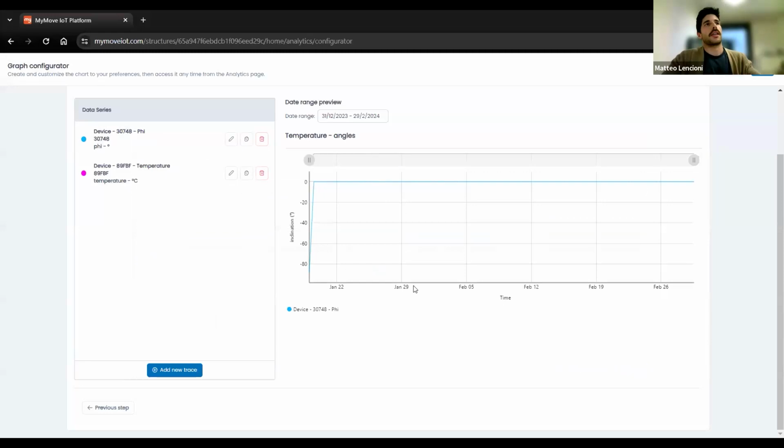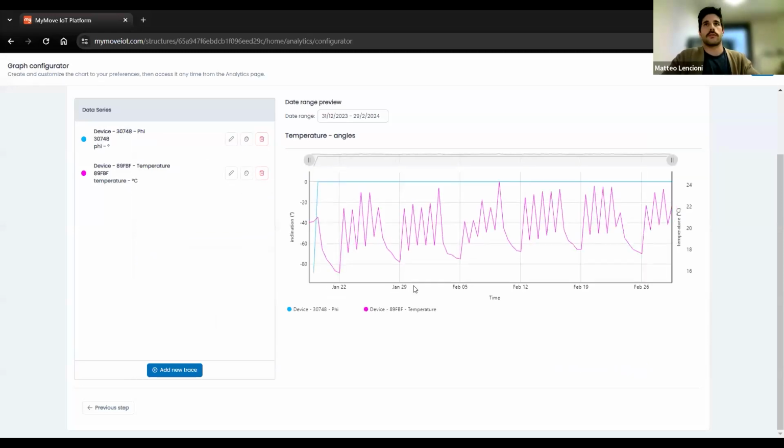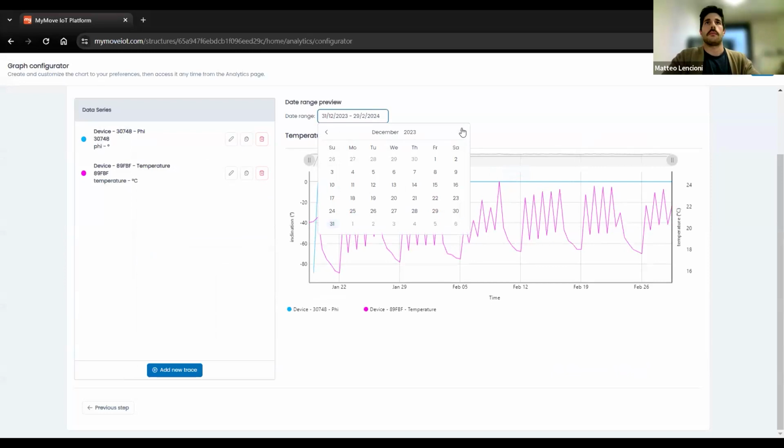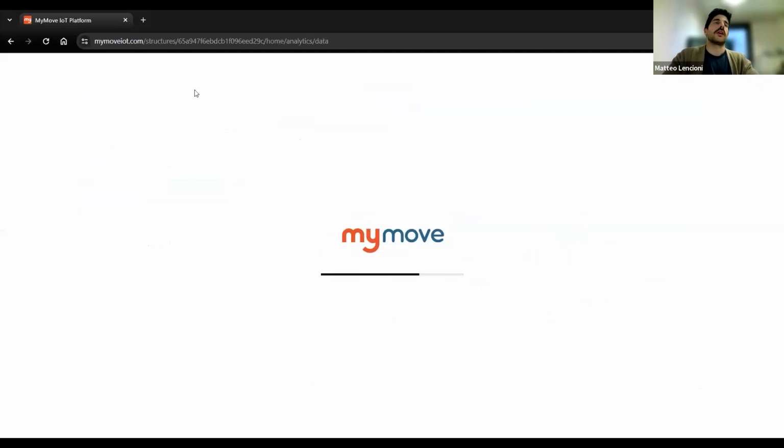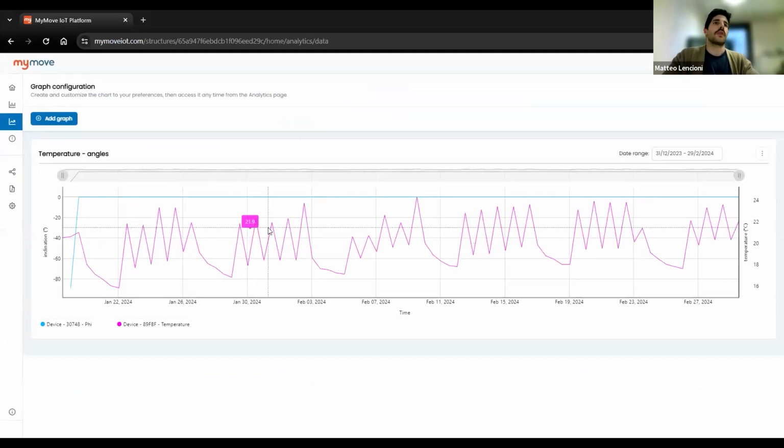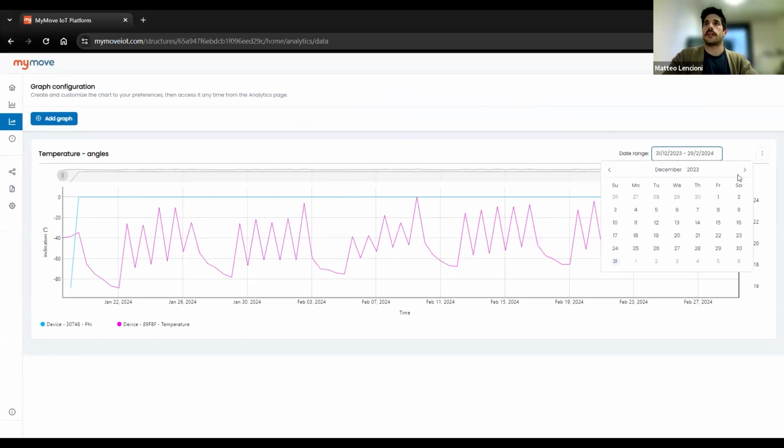And as you keep adding parameters that belong to different types of measurements, the platform automatically understands how many y-axes need to be added for the graph to make sense. So it keeps adding y scales, giving you the possibility to correlate 3, 4, 5 different types of measurement on the same graph. So it's a really nice correlation tool. And here you have it on the analytics page.